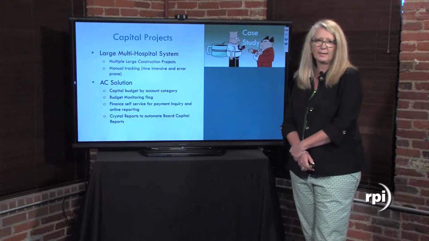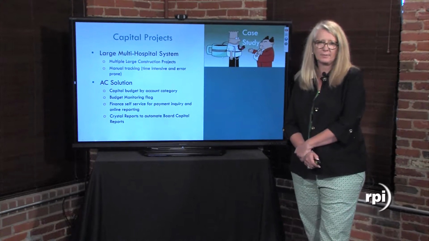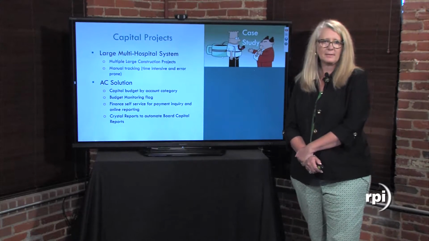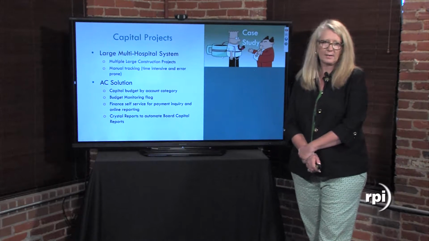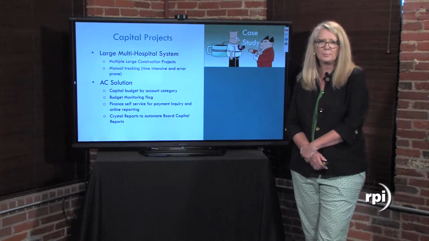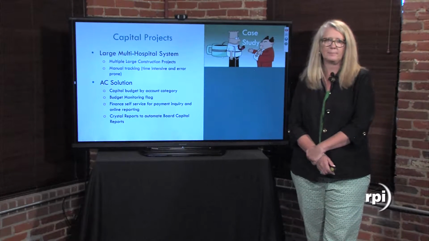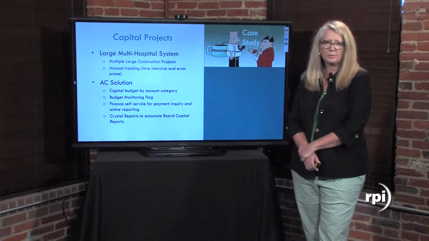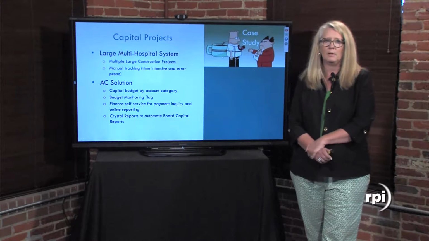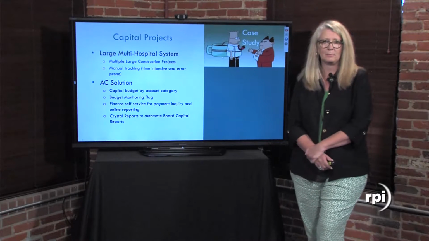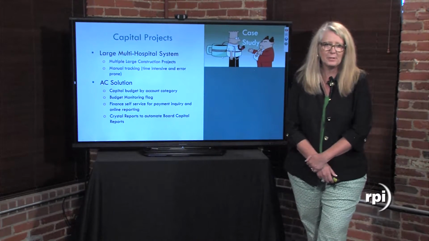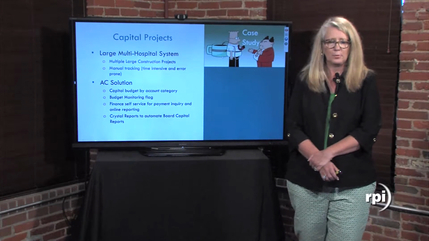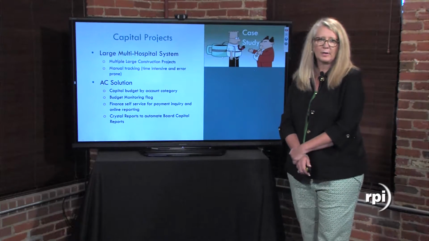These are some actual case studies with some examples of their structure. This one is a capital project implementation. It was for a large multi-hospital system. They had multiple large construction projects. They had a very manual, time-consuming, error-prone tracking system, all done in Excel. The AC solution was to capital budget by account category.